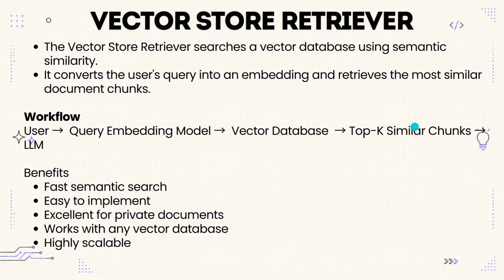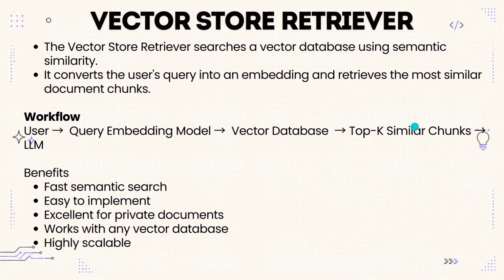So the retriever might return only the top 5 most relevant chunks, and instead of reading everything, the model now reads only those 5 pieces of information. And this makes the application much faster, cheaper, and more accurate. So this is why vector store retrievers are the foundation of almost every enterprise RAG application.